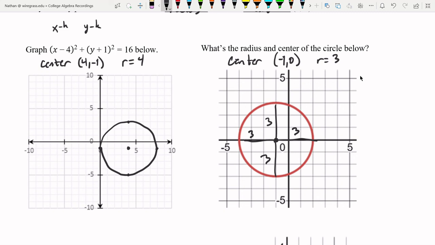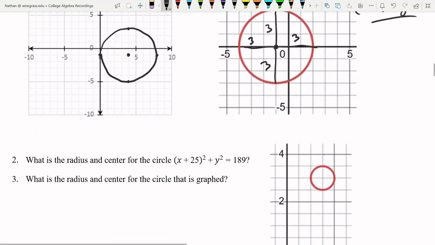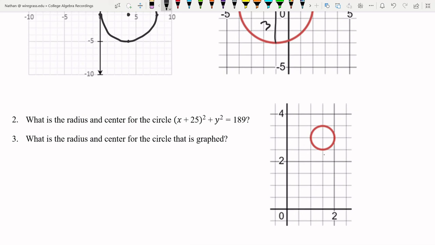That means I can write the equation of this circle really easily. It's going to be x minus h. H is the x coordinate. So x minus h is going to be x plus 1 squared plus y minus k. K is 0. So y minus k is going to be y minus 0, or just y squared, equals the radius squared. The radius squared is 3, so the radius is 3, radius squared is 9. That's the equation of this circle. Give it a try in number 2 and 3.